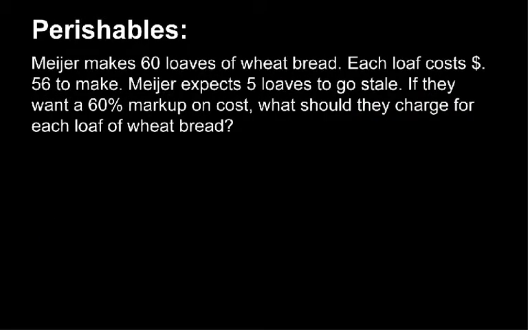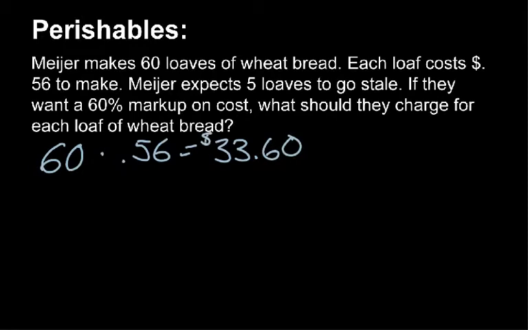Another example involves bread. Bread is a perishable. 60 loaves of bread cost 56 cents each to make. Meyer expects 5 loaves to go stale. If they want a 60% markup on cost, what should they charge for each loaf of wheat bread? Well, 60 loaves cost 56 cents a piece to make. If we multiply that out, we get $33.60 for 60 loaves.